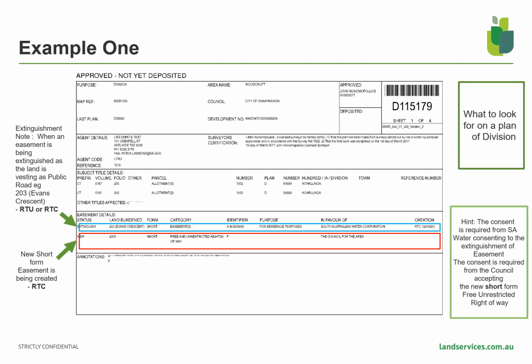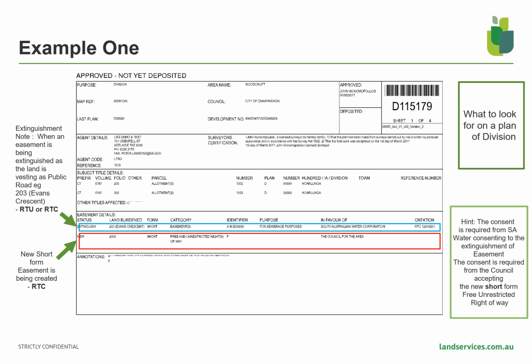Included are 4 examples of different scenarios and things to look out for when trying to work out which document is required for the plan of division. In example 1, there are 2 different easement notes on this division plan. Firstly, highlighted in blue, there is an extinguishment note. Here, the easement is being extinguished over the area that is vesting as public road.